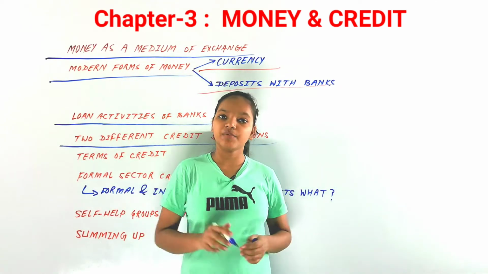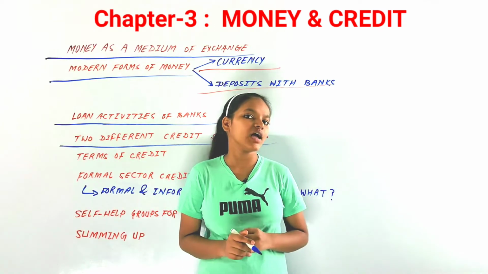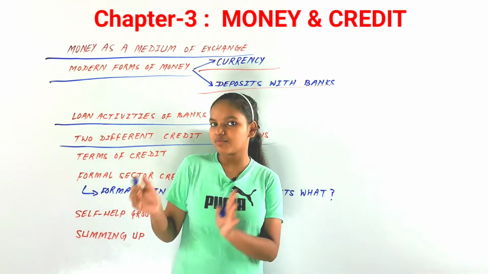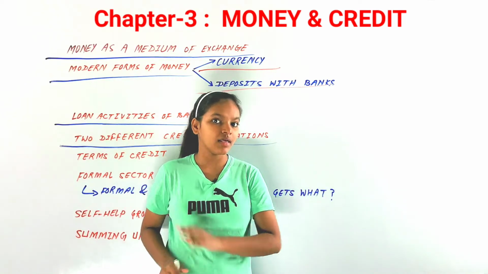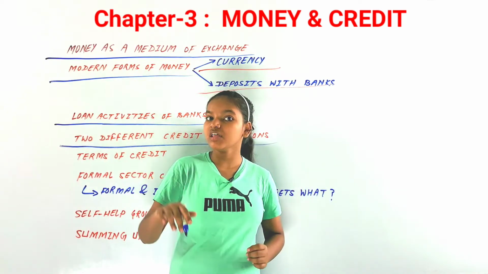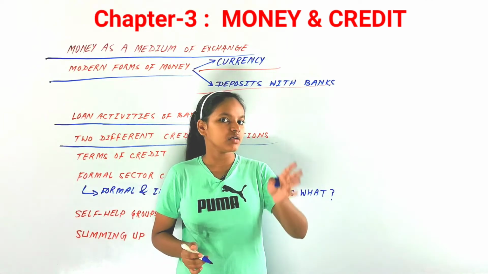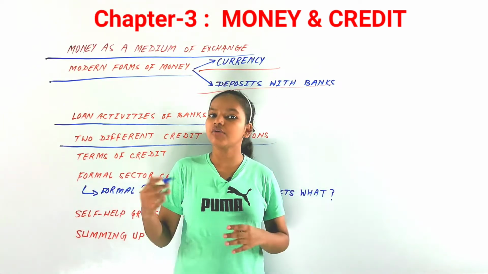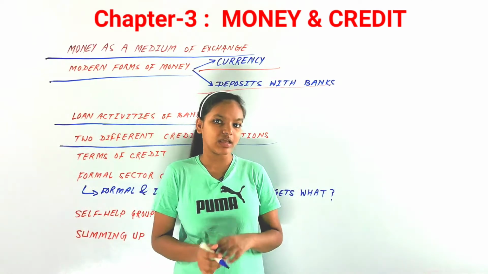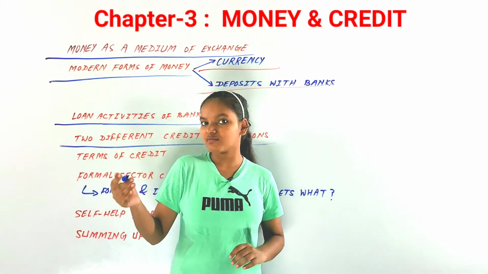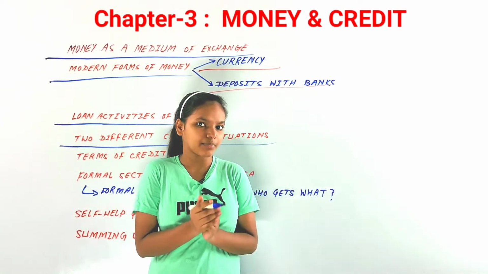promise for repayment. So you could say that in credit there is a lender and there is a borrower. The lender would lend money to the borrower, and the borrower would have to give a promise of future repayment, after 2 years, after 3 years, or maybe a month, that kind of thing. There are some terms of credit as well that we'll discuss later in this chapter.